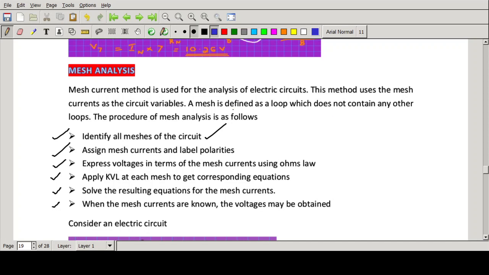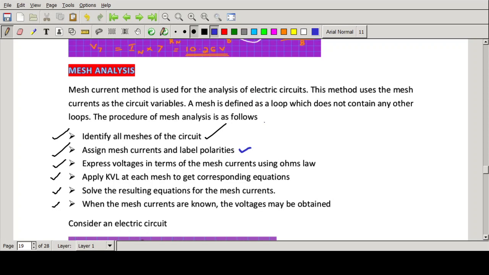Now moving on to the next step. After identifying the meshes, the next step is to assign the mesh current. In each mesh there will be one current that you can mark as I1, I2, I3. The direction of this current is not mandatory; you can assume the direction, either clockwise or anti-clockwise. After solving the circuit, if you get a negative value of current, that means your assumption was wrong. That's okay. So after identifying the meshes, just mark the currents.